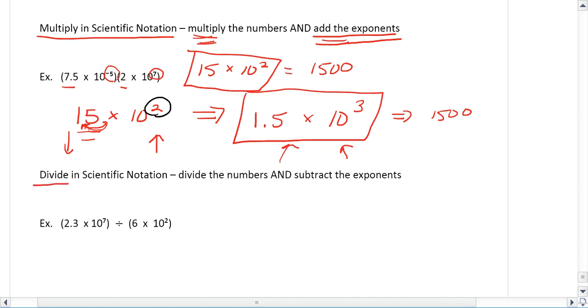So now when we're dividing in scientific notation, we would divide the numbers and of course subtract the exponents.